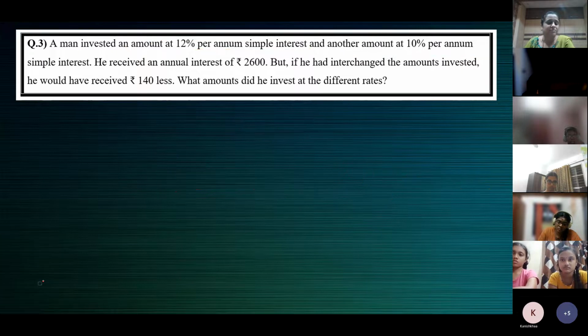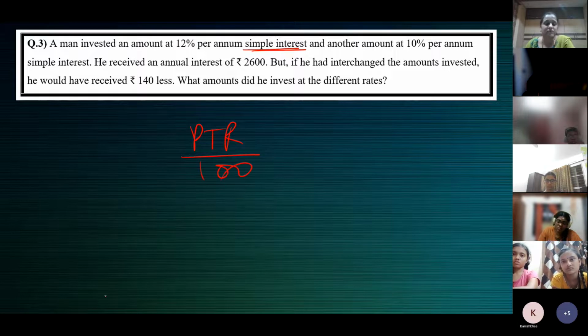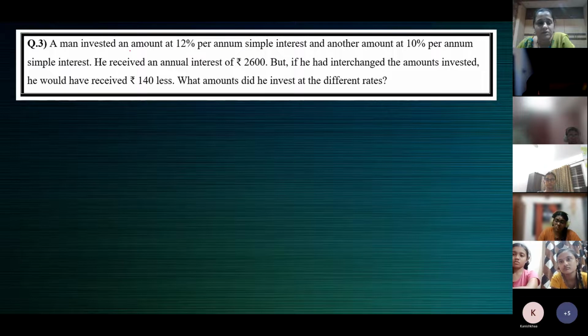Per annum simple interest is a kind of interest. So we have two different kinds of interest, simple and compound. So this is simple interest, PTR by 100. We have done this earlier. We are repeating. So a man invested an amount. So let that amount be X at 12% per annum simple interest, and another amount Y at 10% per annum simple interest.